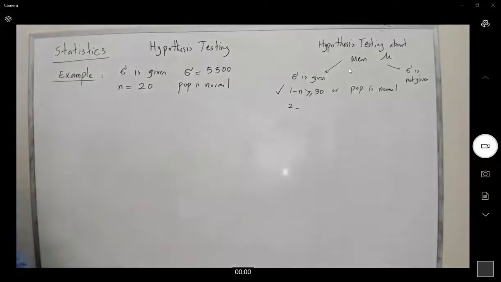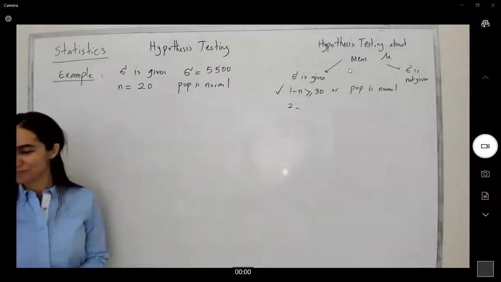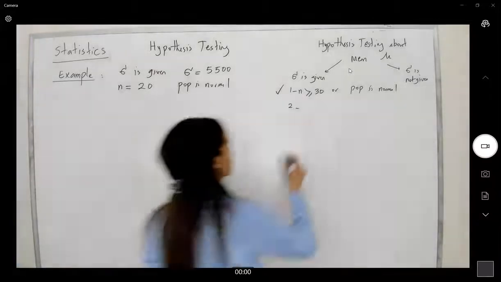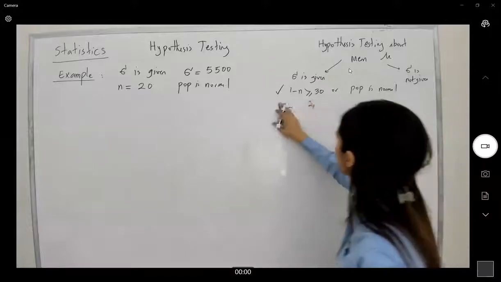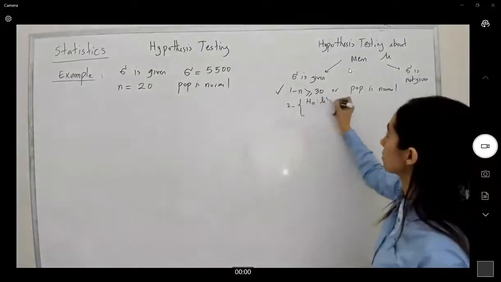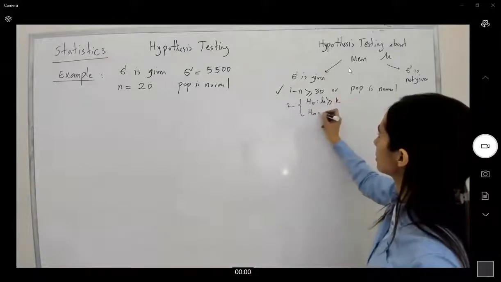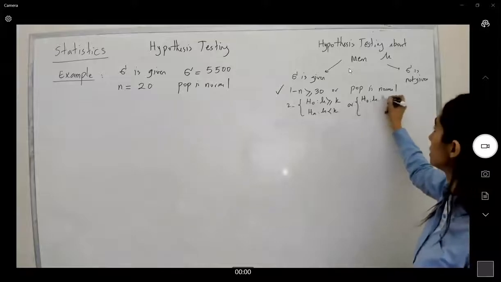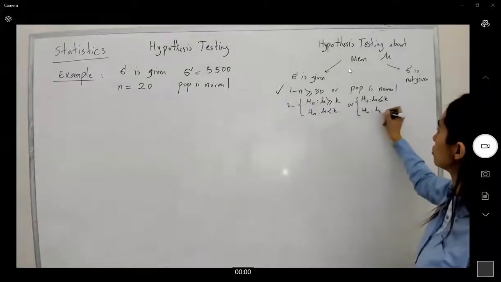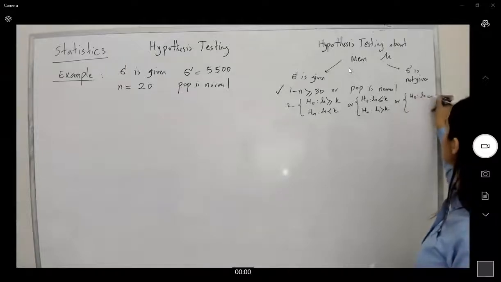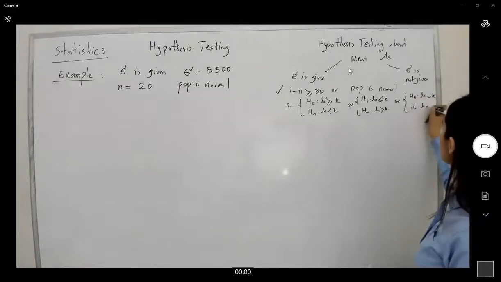Step 2. Category? Null and alternate. Very good. We need our hypothesis testing. Which case is this? Is this the first case that says null hypothesis says mean is greater than or equal to k, alternative mean is less than k? Or is it the second category, mean is less than or equal to k, alternative mean is greater than k? Or is it the two-tailed test? Which case is this? The first case.